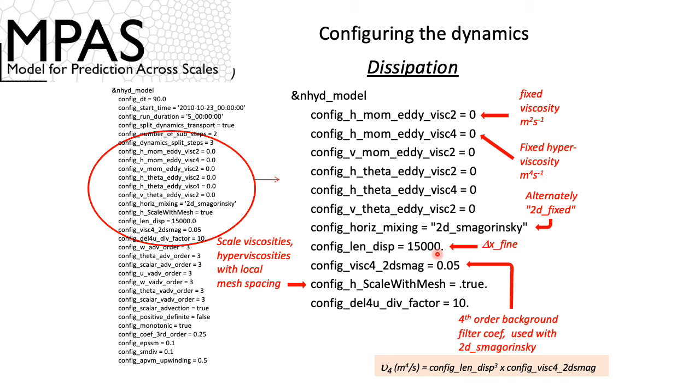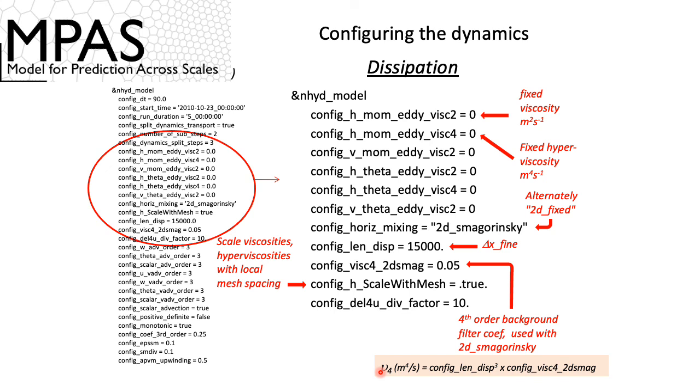If you change meshes and you have a finer mesh than this and you forget to change it, oftentimes the model will go unstable because this value is used to set the fourth order background filter coefficient, to set that hyperviscosity that's used along with the Smagorinsky. And the hyperviscosity is set such that it takes this length scale cubed times this coefficient here, the BIS4 2D Smagorinsky of 0.05. These are the default values. That sets the fourth order hyperviscosity.